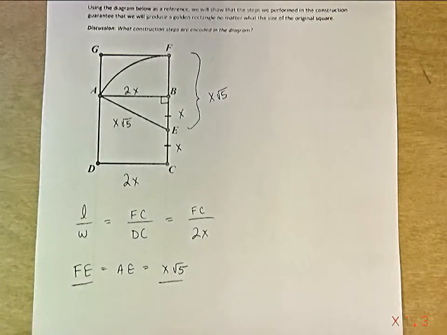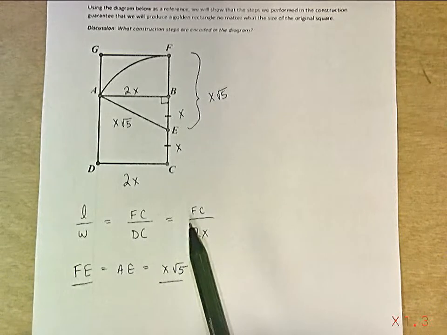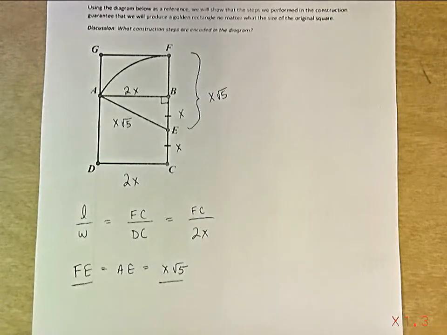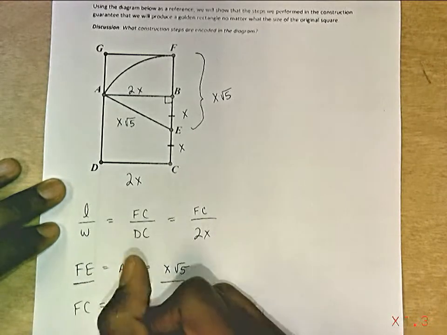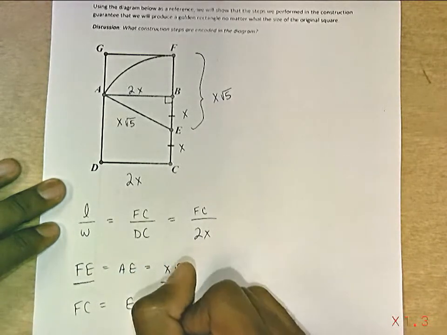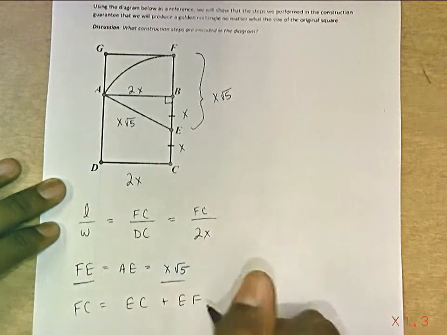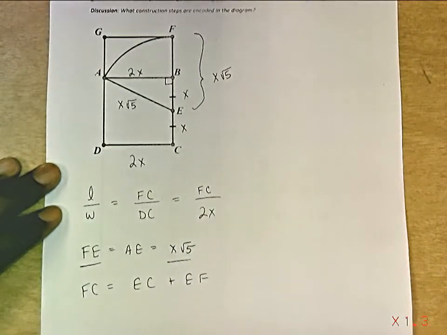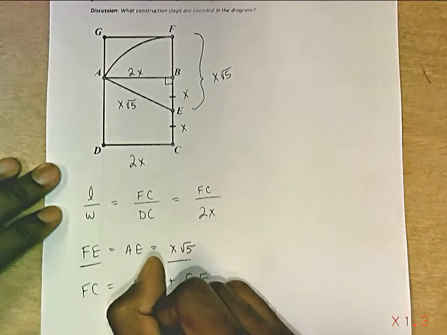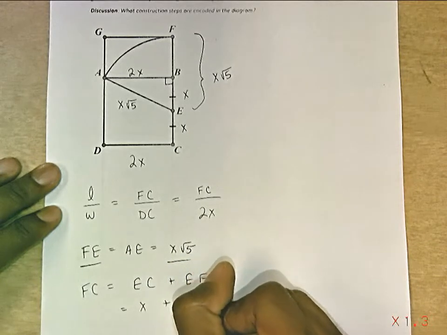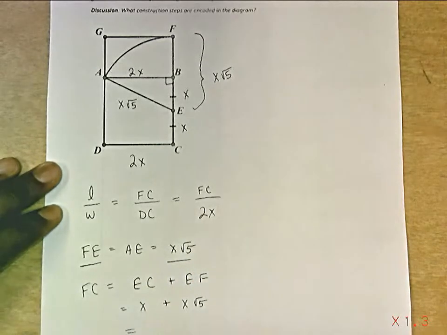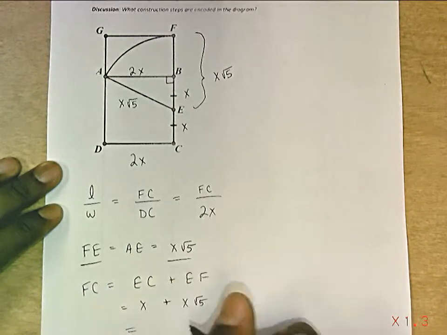Then I might ask again, to students, do we have enough information to say what the length of segment FC is in terms of x? At this point we should see that FC, by the segment addition postulate, is just EC plus EF. We know that EC is just x, and we just figured out that EF is x radical 5. So that would equal x plus x radical 5.